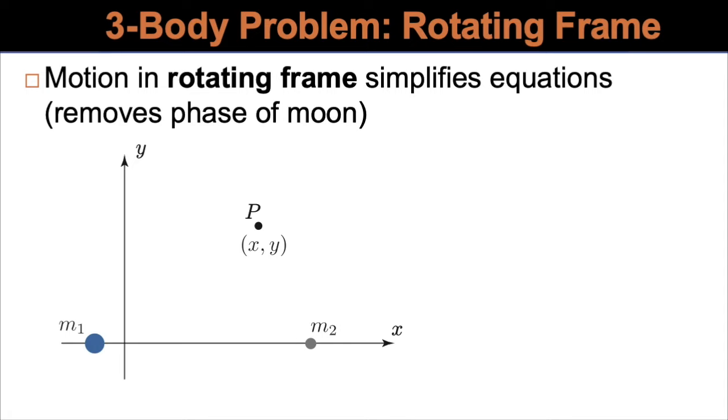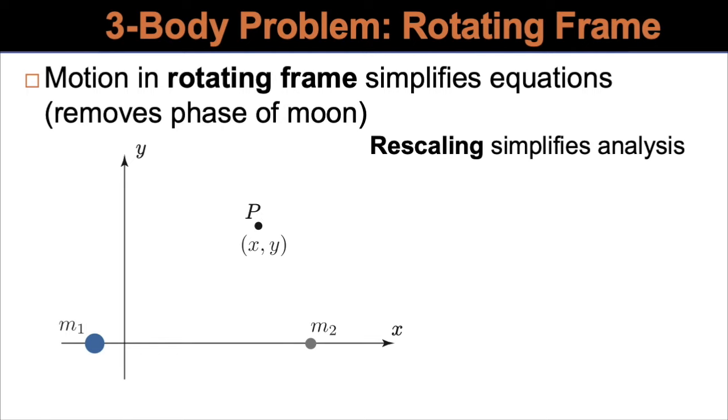Why do we look in the rotating frame? It simplifies the equations. If you know anything about solving ODEs, it's always a lot better if you don't have any time-dependent term on the right-hand side. If you go into the rotating frame, you actually remove any time-dependent term, which is actually the phase of the Moon. So it simplifies things from the point of view of analysis.